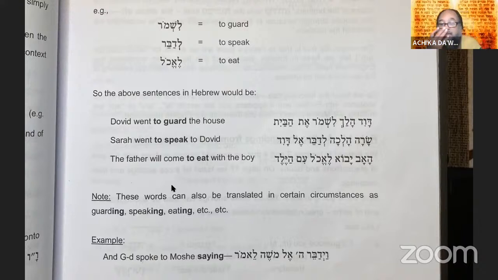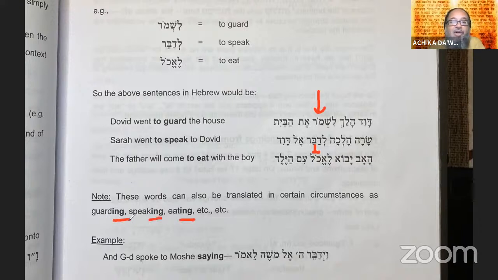So note, these words can also be translated in certain circumstances as guarding, speaking, and eating, etc. That's in a whole other lesson when they talk about lishmor and okal and all that. Basically, depending on where this dot is, it tells you that it's not just to guard, to speak, but actually the person who's doing the action is actually doing it. It's called a participle, the ing. Usually, on a side note, when you see a little dot on okal and lishmor, that means that it's a participle. That means it's an ing.